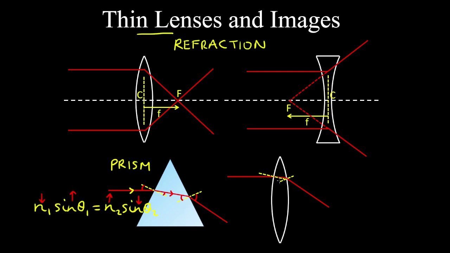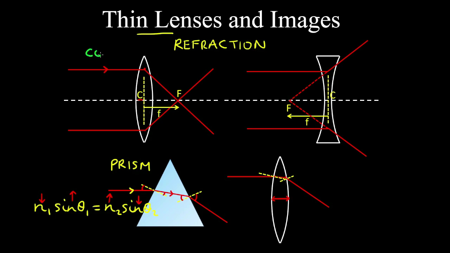But with a thin lens, where this width here is much smaller than its height, then we ignore the refraction in the material. And therefore, we draw our incident light rays as going up to the line that passes through the optical center. And specifically, this is a biconvex lens because it has two convex sides.